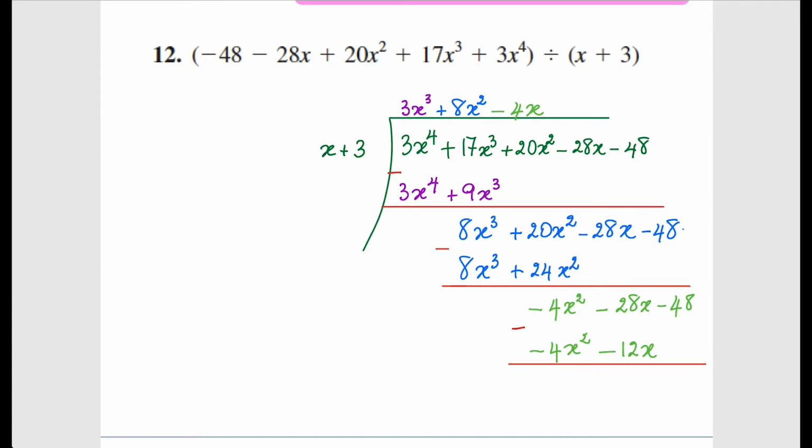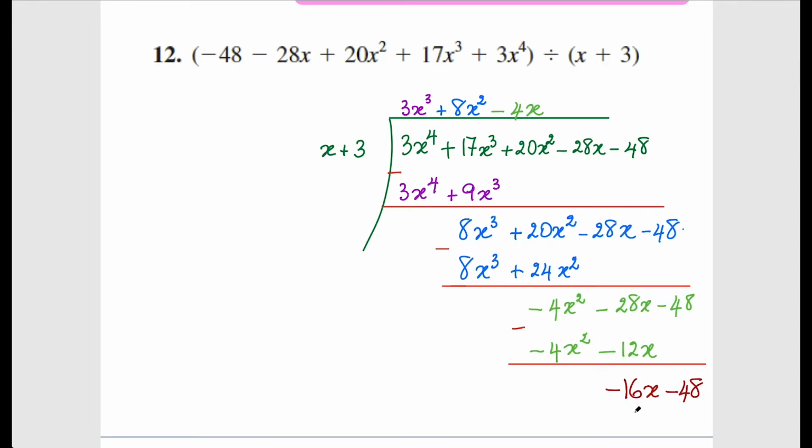And what do we get? Negative 4x squared minus itself, that's 0x squared. Negative 28x minus the minus is going to be plus 12x, right? So negative 28x plus 12x, that's negative 16x, right? Negative 16x minus 48. Okay? Should I stop here?